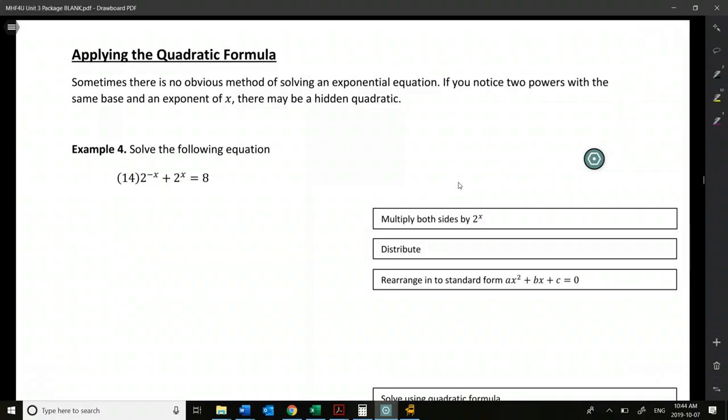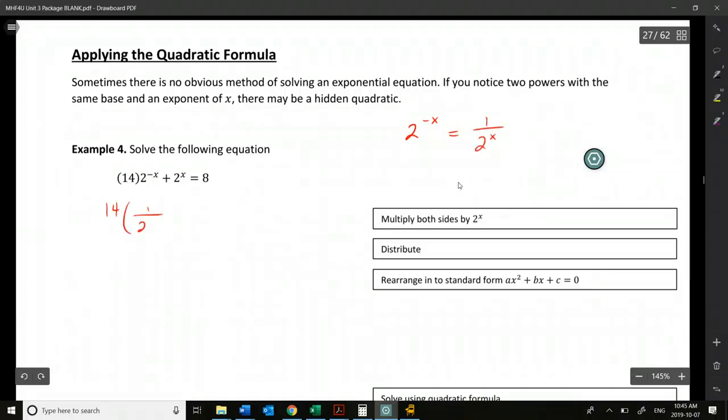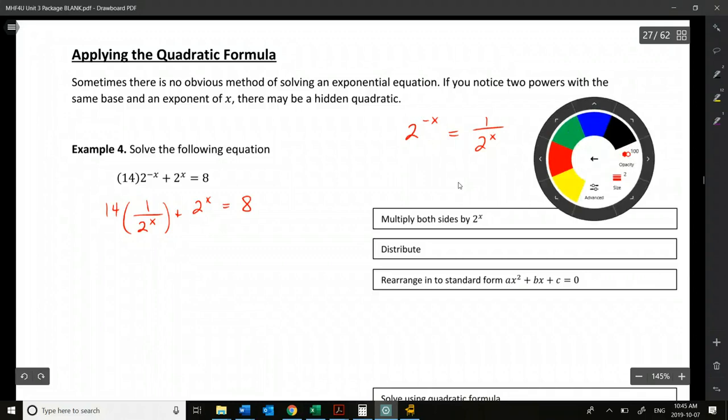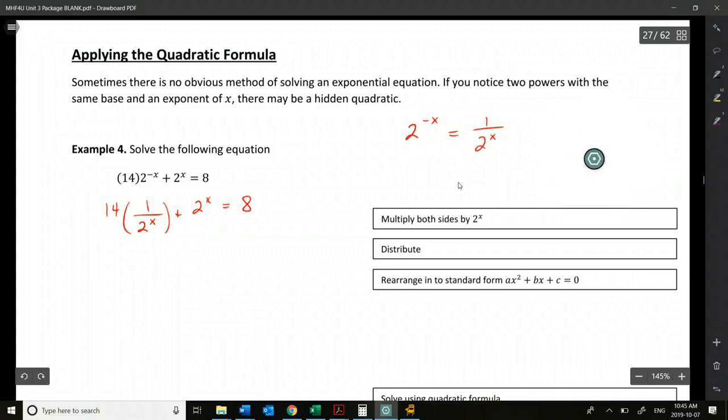Usually we don't like to have bases with negative exponents. Does anyone know what 2 to the negative x is equal to without a negative exponent? 1 over 2 to the x. Okay, so that's what I have here. I've got 1 over 2 to the x. Can we just put it like 14 over that? You can, but I don't think you'll need to.